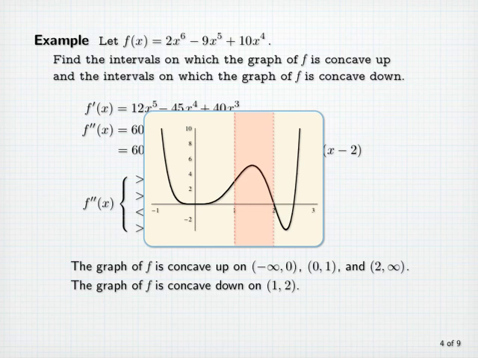In fact, we can combine the two intervals minus infinity to 0 and 0 to 1 and say that the graph of f is concave up on the interval from minus infinity to 1. The points on the graph where the concavity changes from up to down or down to up are called inflection points. In this graph, there are the points (1, 3) and (2, 0).